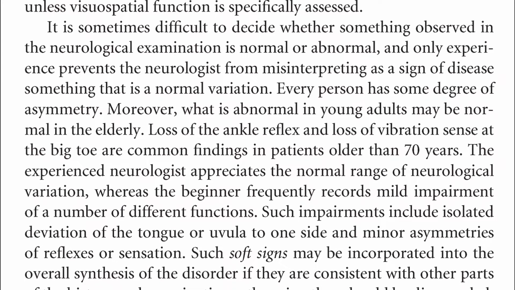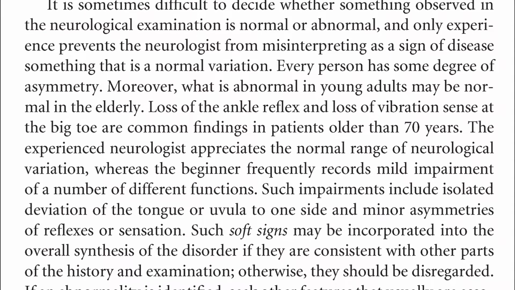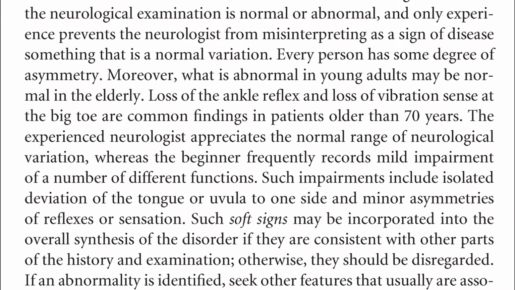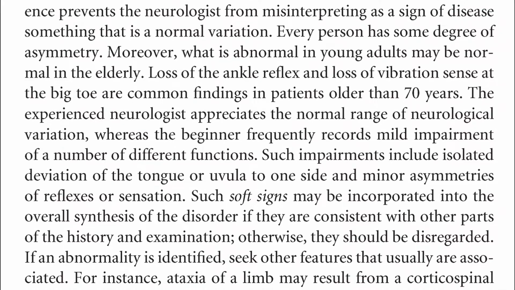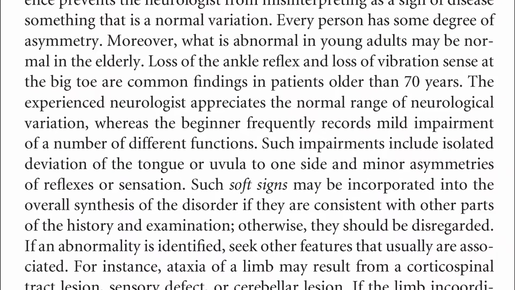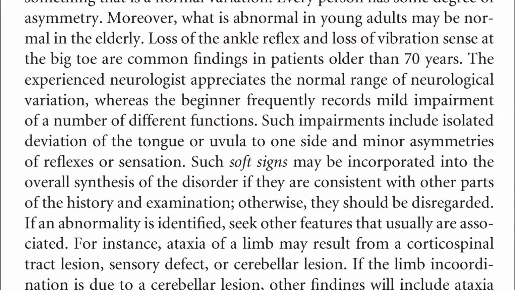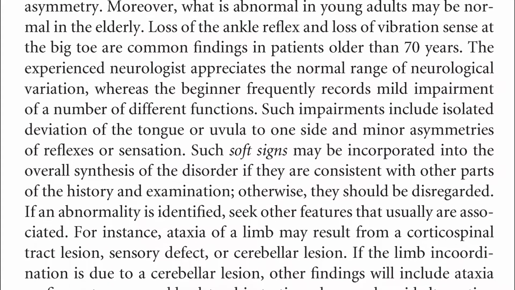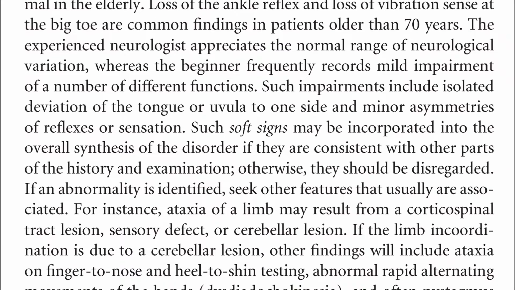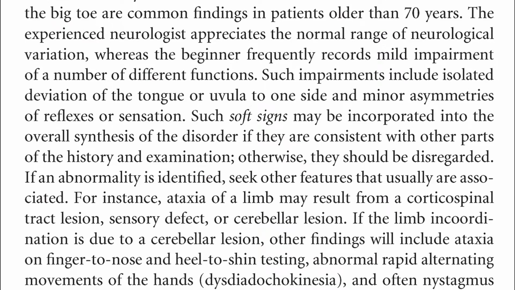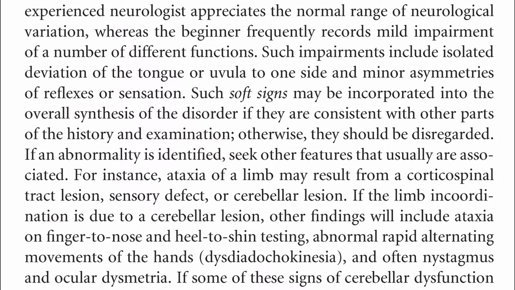Loss of the ankle reflex and loss of vibration sense at the big toe are common findings in patients older than 70 years. The experienced neurologist appreciates the normal range of neurological variation, whereas the beginner frequently records mild impairment of a number of different functions. Such impairments include isolated deviation of the tongue or uvula to one side and minor asymmetries of reflexes or sensation. Such soft signs may be incorporated into the overall synthesis of the disorder if they are consistent with other parts of the history and examination. Otherwise, they should be disregarded.